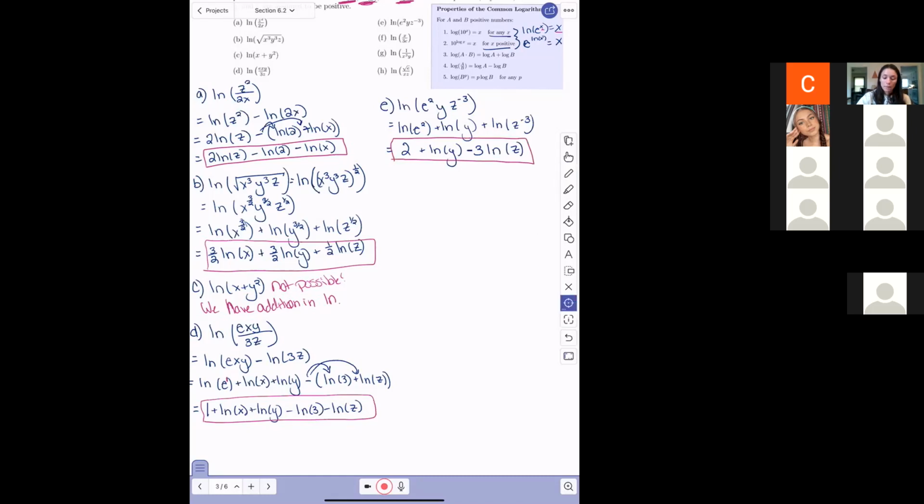And this makes sense that we have minus here, because remember, when you have an exponent with a negative value, you can make it positive by bringing it to the denominator. So really, this here is the same as the natural log of e squared times y over z to the power of 3. So it does make sense that we end up with a minus sign in our expansion. Any questions?